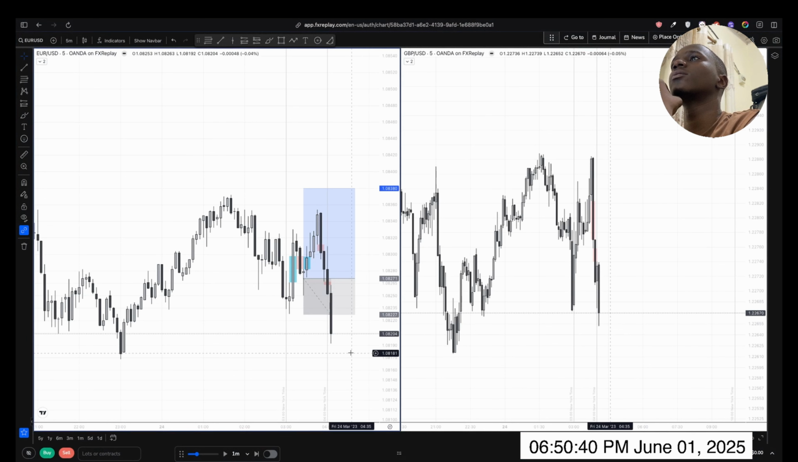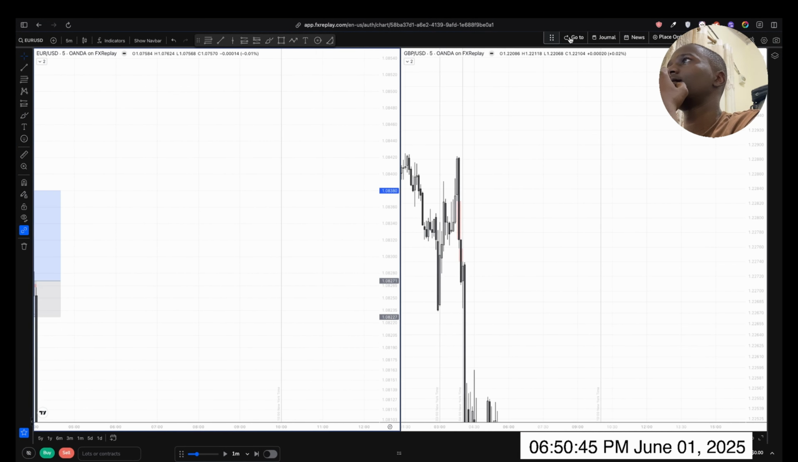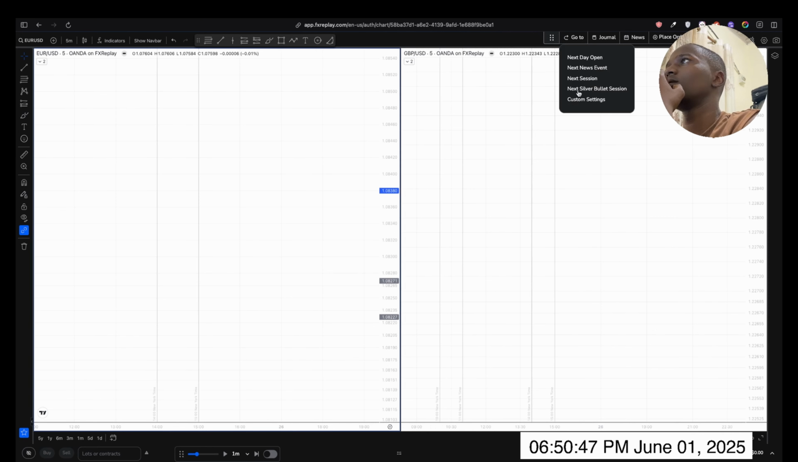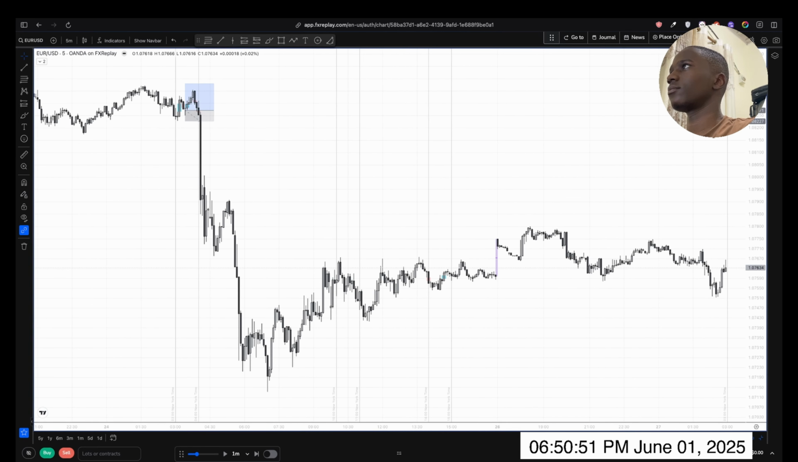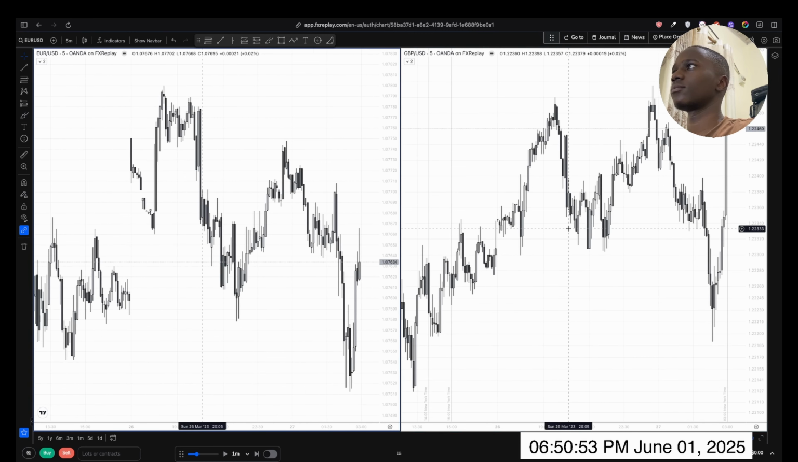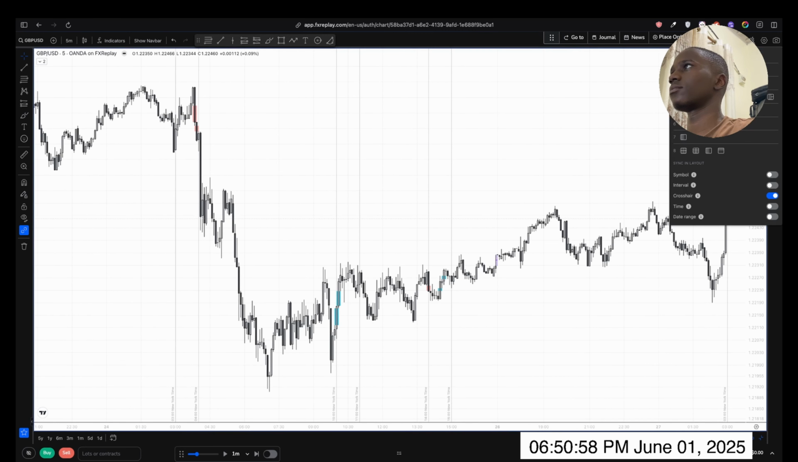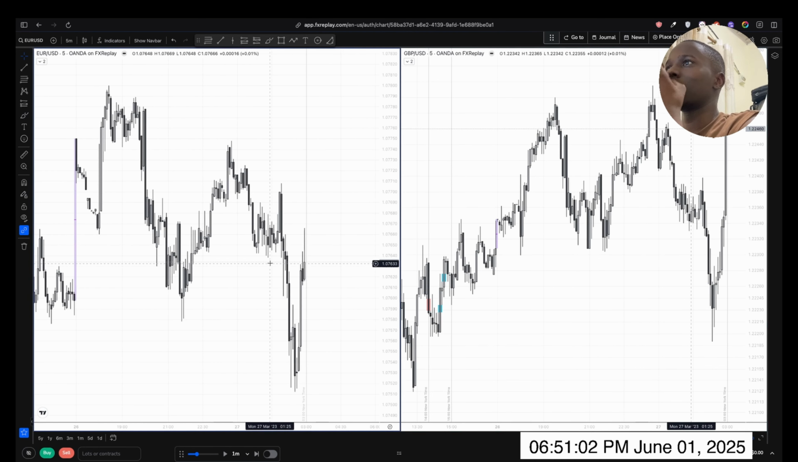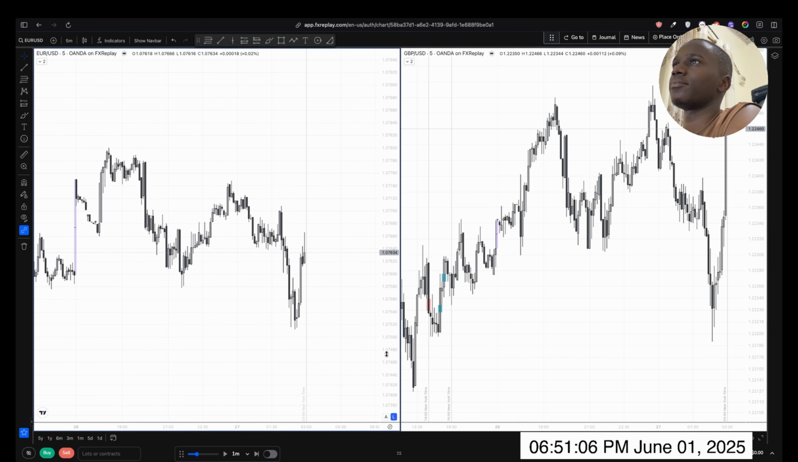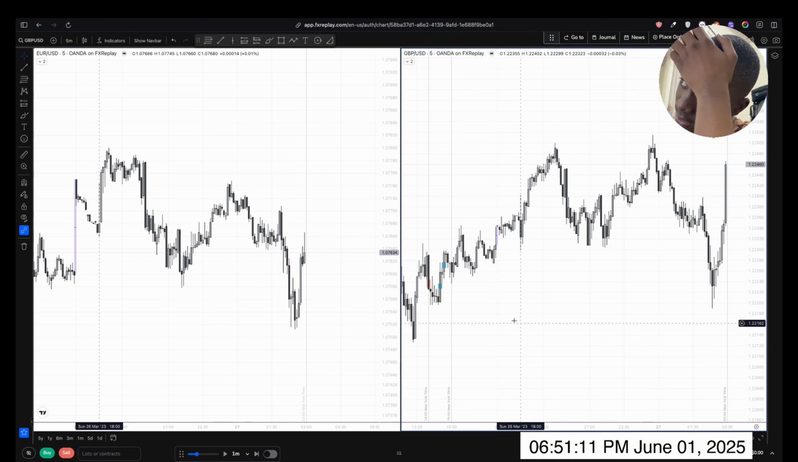Alright, so I think the month is also about to end. 1, 2, 3. And you can see that this is the new week. It's on Monday. Let's see which liquidity level gets taken out first.